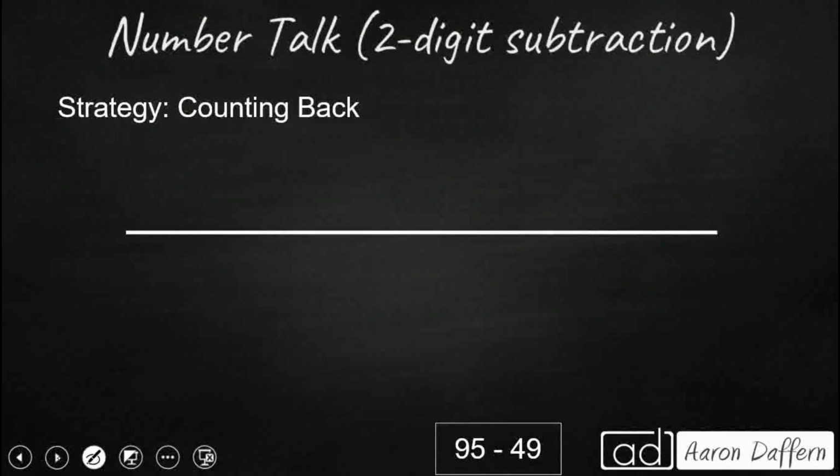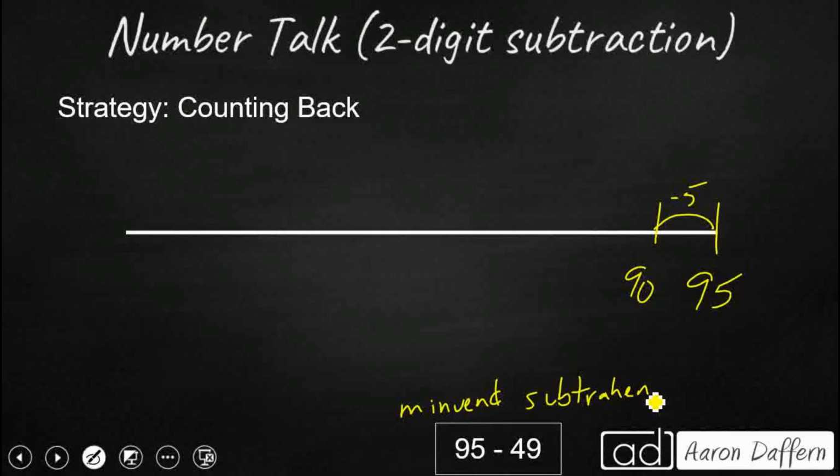Now, we can do a strategy called counting back, and it's kind of like adding up. It's just backwards. We're going to start here with our minuend, and you guessed it, we are going to just take little subtraction jumps. And so that's going to be 90. It's a -5, and we're going to get all the way down to our subtrahend. Some of us like to count up, some of us like to count back, and that's perfectly fine.